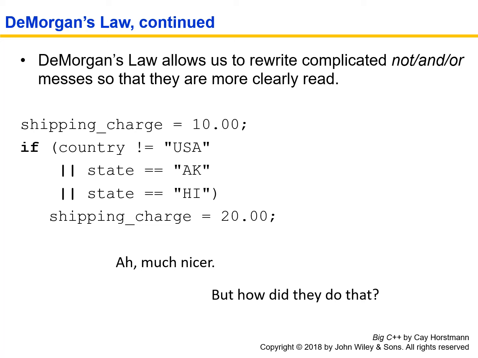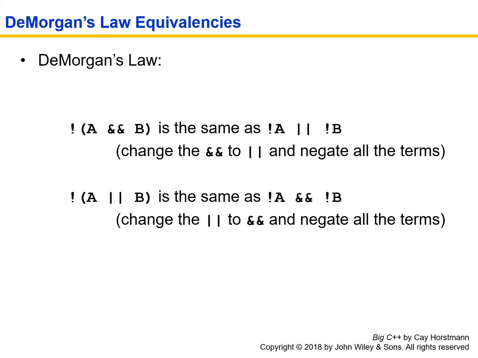Okay, notice that the ands flip to ors when you multiply them by a not symbol. So not A and B is the same as not A or not B. Not A or B is the same as not A and not B.